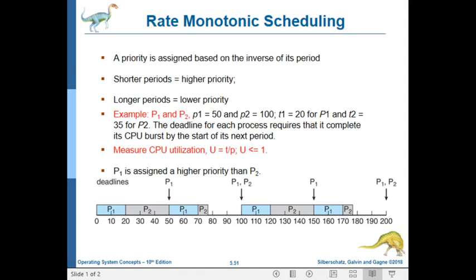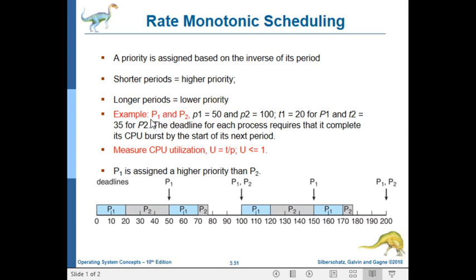This algorithm schedules periodic tasks using a static priority policy with preemption. A priority is assigned based on the inverse of its period. The shorter the period, the higher the priority. The longer the period, the lower the priority. So we look at the example.